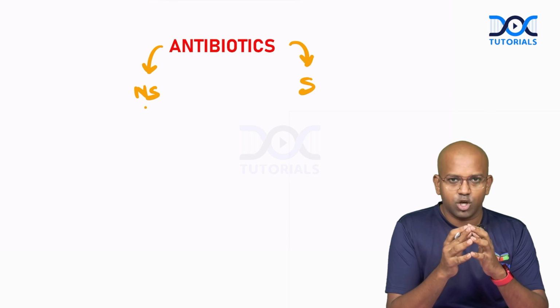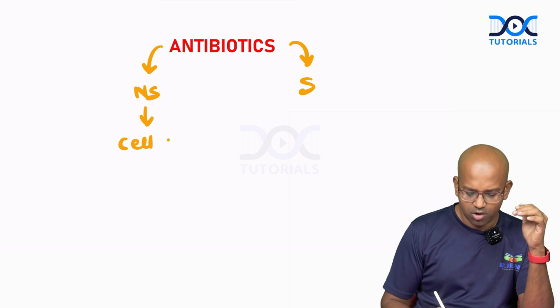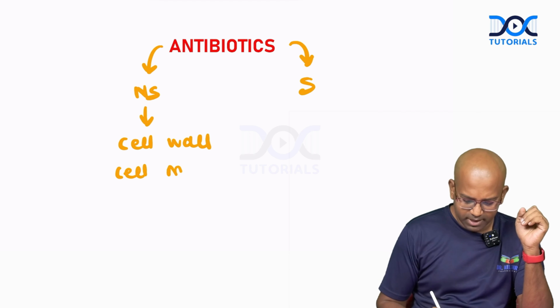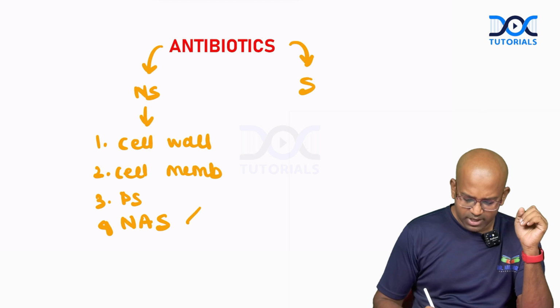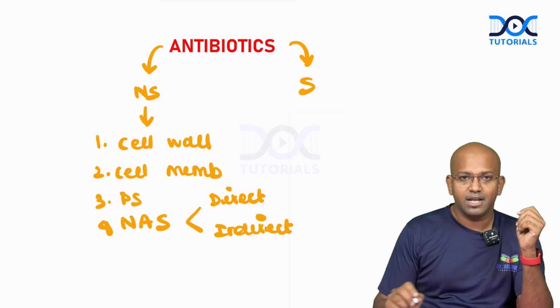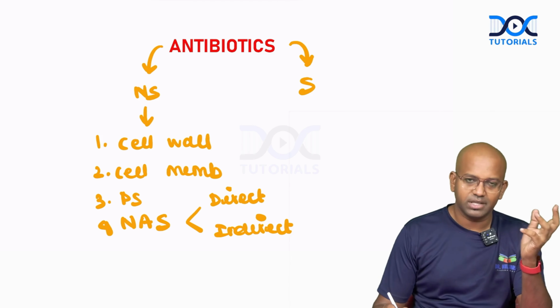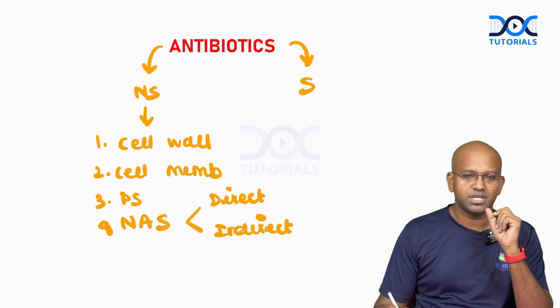Within those non-specific antimicrobials, we're going to be classifying them into 5 important types. The first one is drugs which inhibit the cell wall of the bacteria, then cell membrane of a bacteria, protein synthesis, and nucleic acid synthesis. Within nucleic acid synthesis we have 2 major subtypes called directly acting and indirectly acting agents. So totally 5 types, and the last one can be subclassified into direct nucleic acid synthesis and indirect nucleic acid synthesis inhibitors.